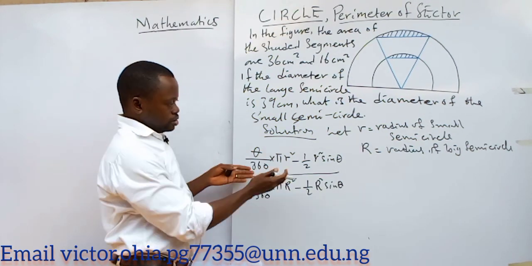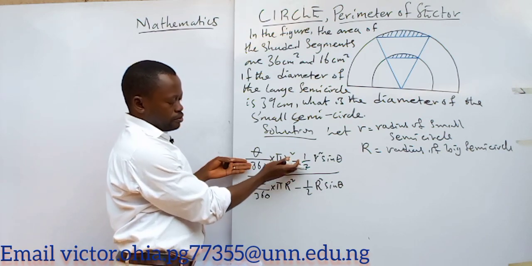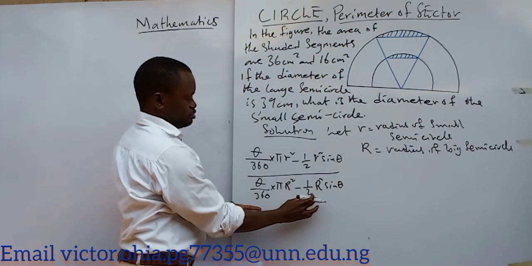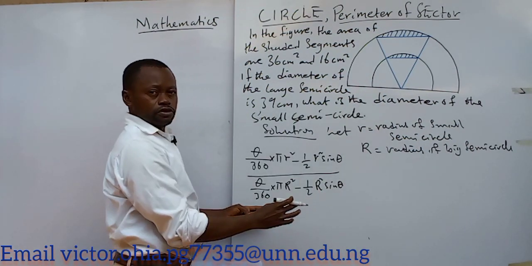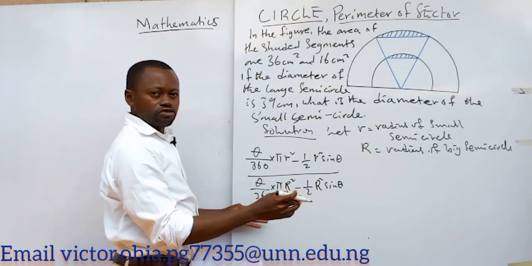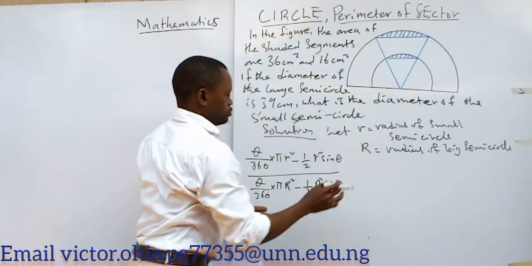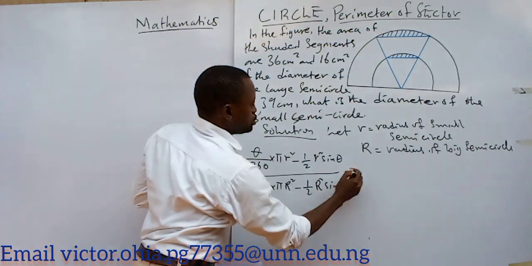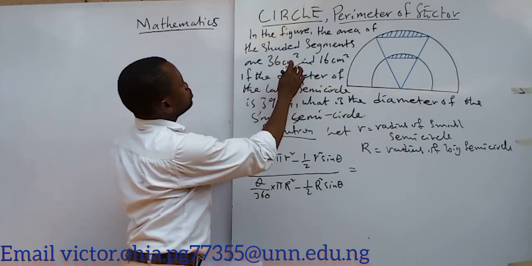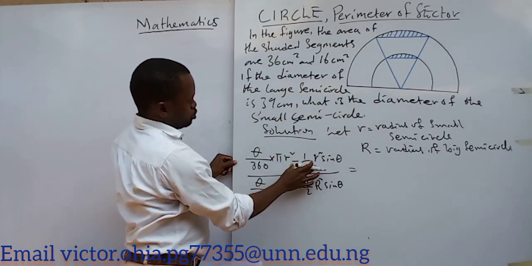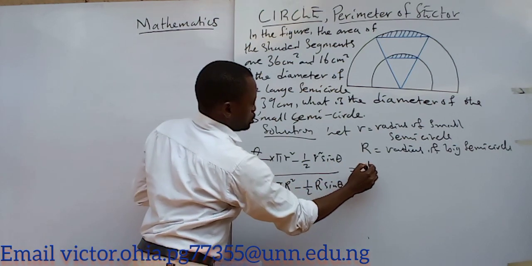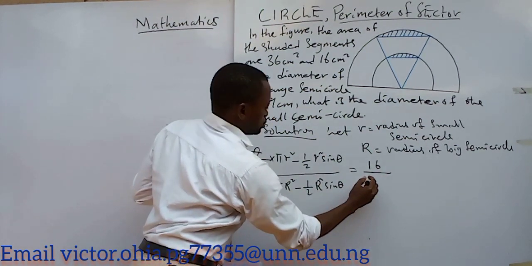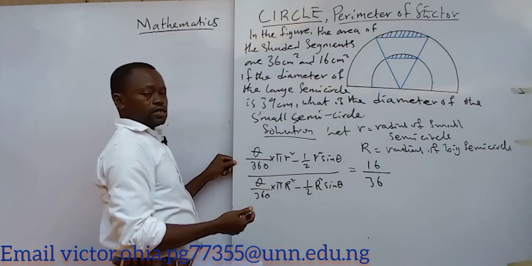This is the area of the minor segment of this small semicircle, and this is the area of the minor segment of this big semicircle. We've got it. So I can equate this now to be equal to, for the small one, 16 over the big one, which is 36. This is exactly what it is.